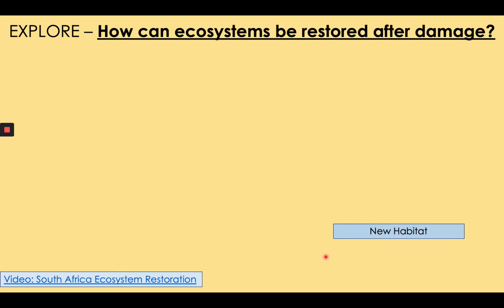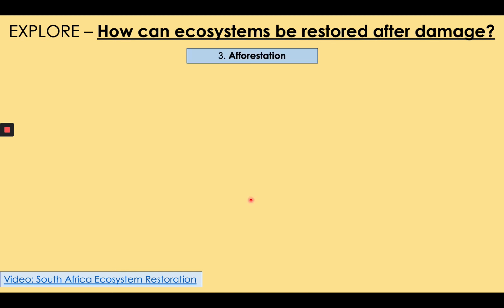Finally, afforestation, as we introduced at the beginning of the lesson. In 2010, South Africa hosted the Football World Cup, and one of the ways that it won the competition to host the World Cup was by proving that it was going to improve its natural environment, its ecosystems, and it did that through afforestation.